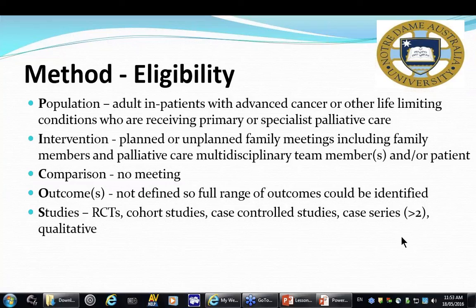So the back table. This is a table that was looking at rural cancer services. Is that correct? Yep. Sorry, I can't remember.